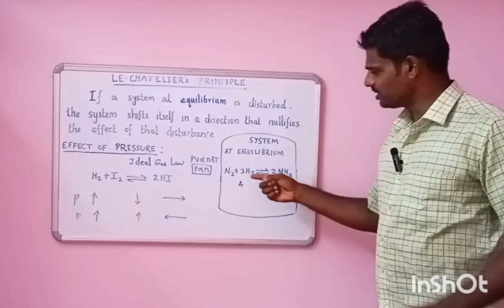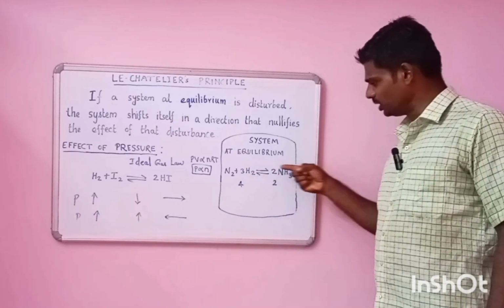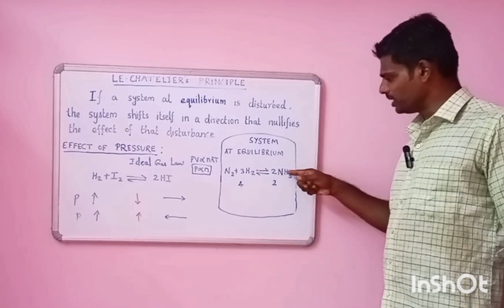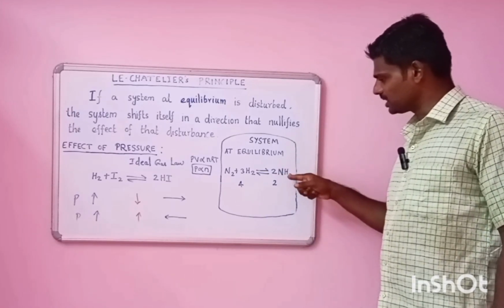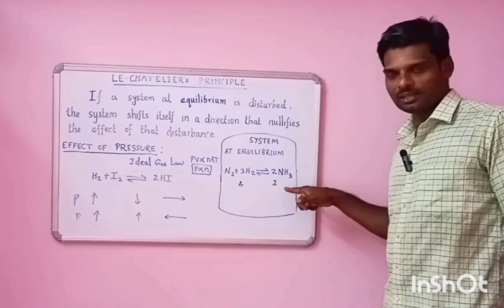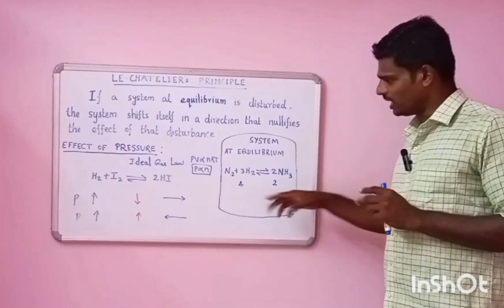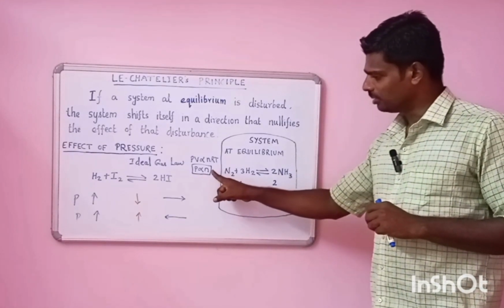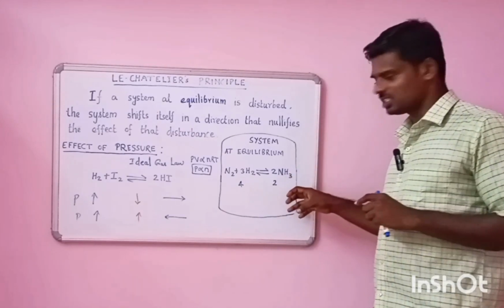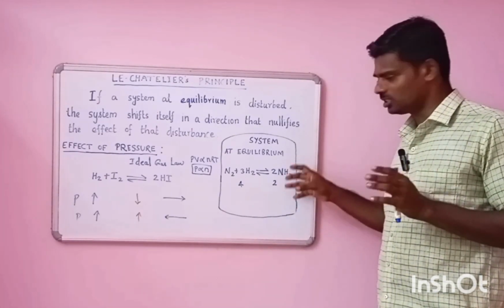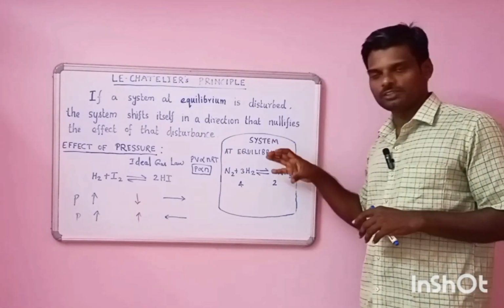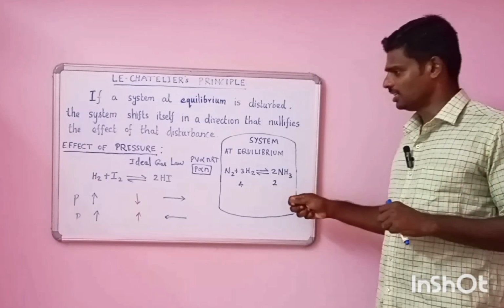So in the ammonia formation, if there is a forward reaction, then the number of moles decreases. As pressure and number of moles are directly related, as the number of moles decreases, the pressure of the system decreases. So in the forward reaction, the pressure in the system itself will decrease.